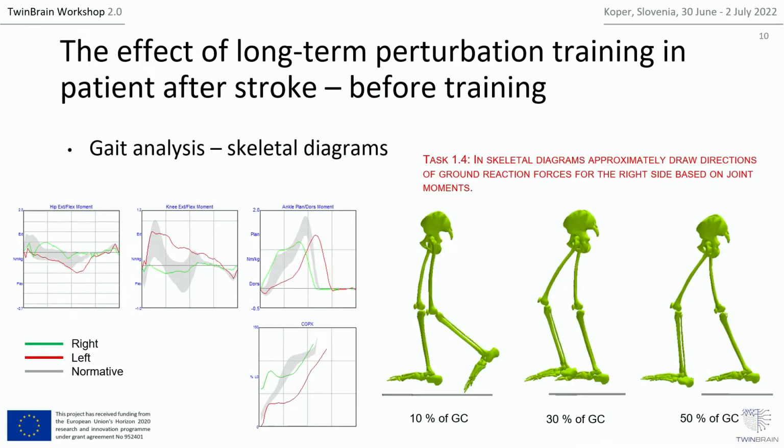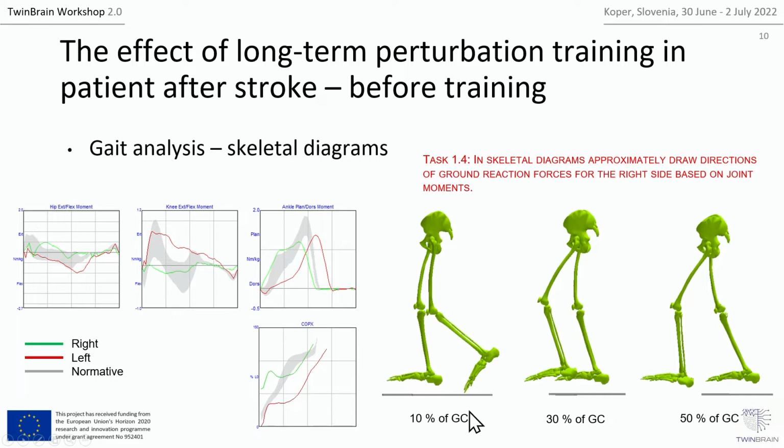So now let's look at these two pictures. There are the hip, knee, and ankle joint moments in the panel on the left, and the center of pressure displacement in the anterior-posterior direction on the bottom. And here we have skeletal diagrams, and let's now try to draw the direction in which the ground reaction force acts on the right side, here in the skeletal diagrams.